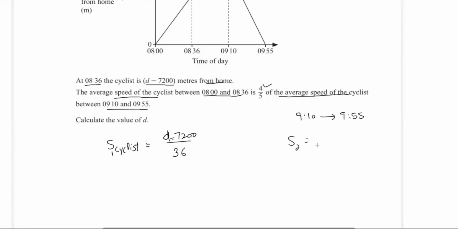Now we write the distance over time. This is d over time. Time is 9:55 to 9:10, which is 45 minutes. Therefore, we can write it as d minus 7,200 over 36 equal to 4/5 of the average speed of the cyclist between 9:10 to 9:55. This is the speed 9:10 to 9:55. We write d over 45.